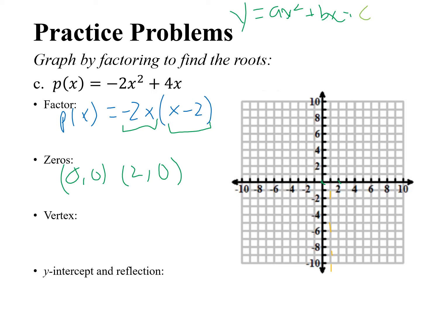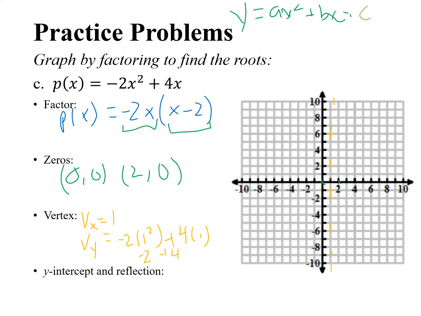To find the vertex, I need to find that halfway point. That line of symmetry is going to go through x equals 1. So my x value for my vertex is 1. My y value for my vertex, well, I'm going to plug 1 into the original equation, and I get -2 times 1 squared plus 4 times 1. Well, -2 times 1 squared is still -2. 4 times 1 is 4. So my vertex is going to be when x is 1 and y is 2.